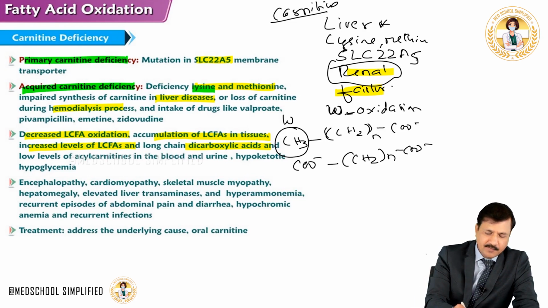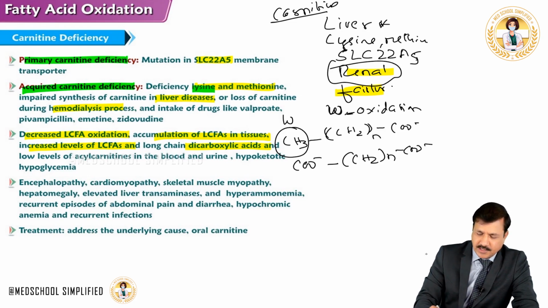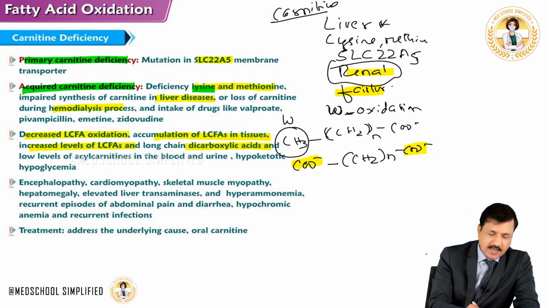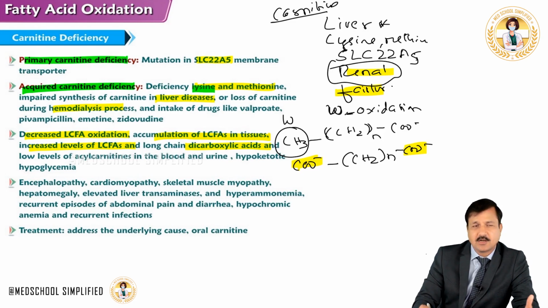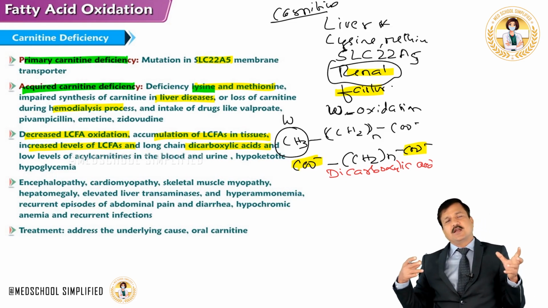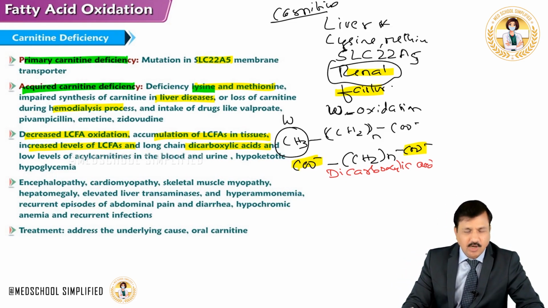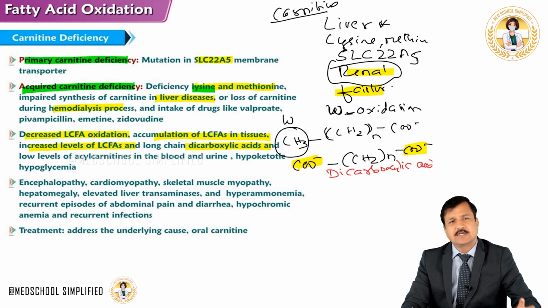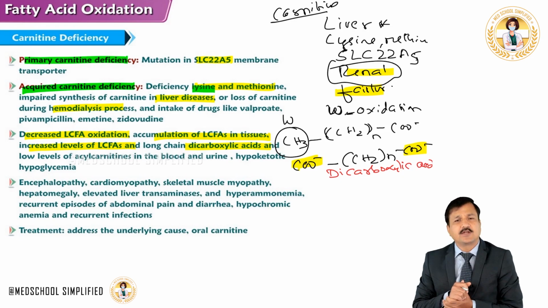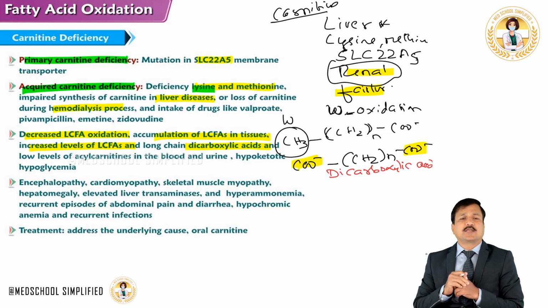That means we have two carboxylic groups here. One carboxyl group on the left side, another carboxyl group on the right side, and this type of organic molecule we call a dicarboxylic acid. Dicarboxylic acid, two carboxylic acids on either side, right? So, that is what happens to long chain fatty acids whenever there is decreased fatty acid oxidation. Some of the fatty acids diverting into the endoplasmic reticulum are converted into long chain dicarboxylic acid.